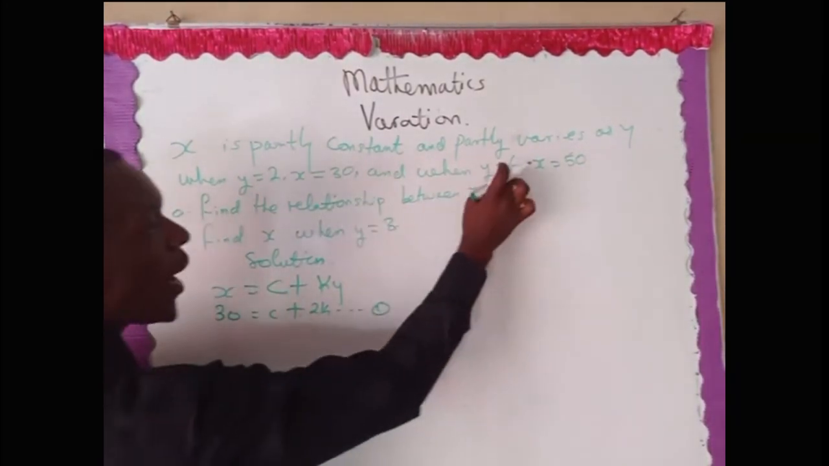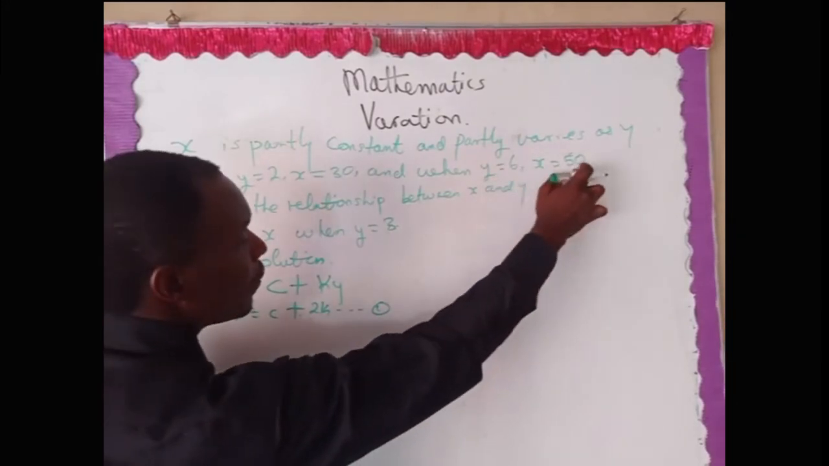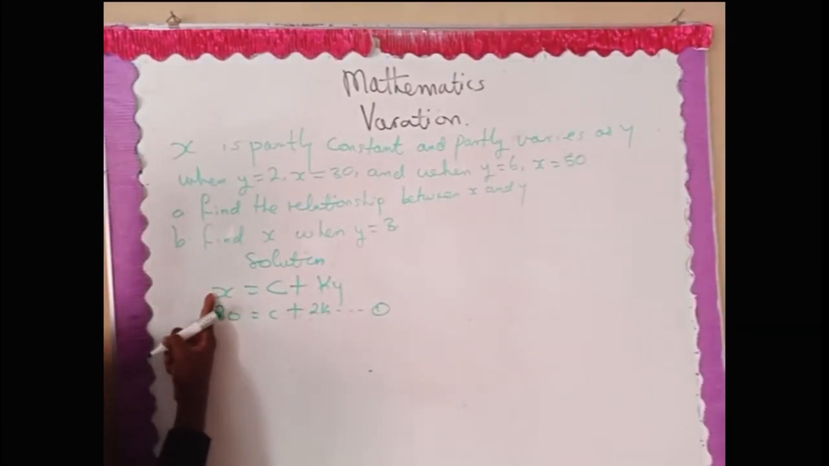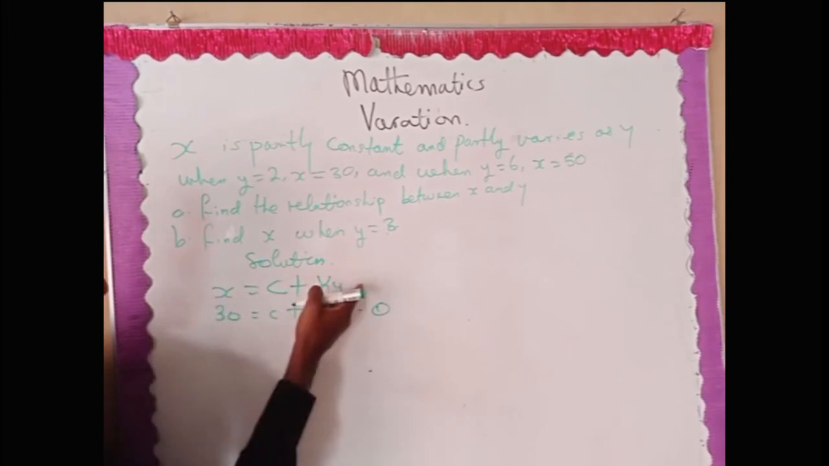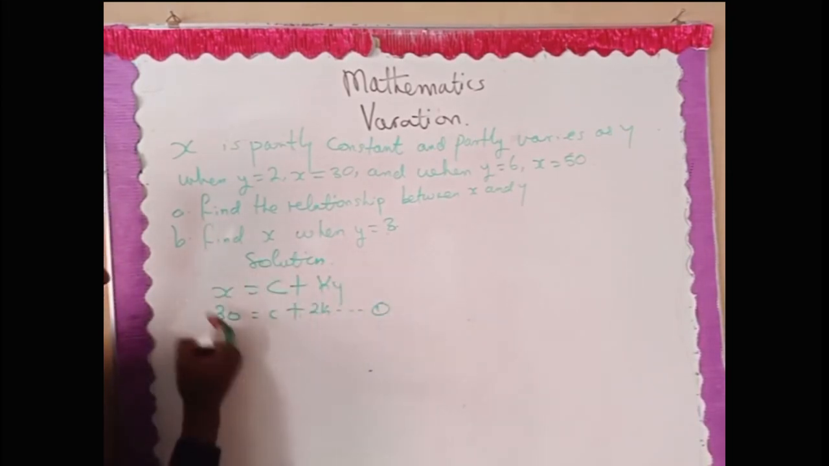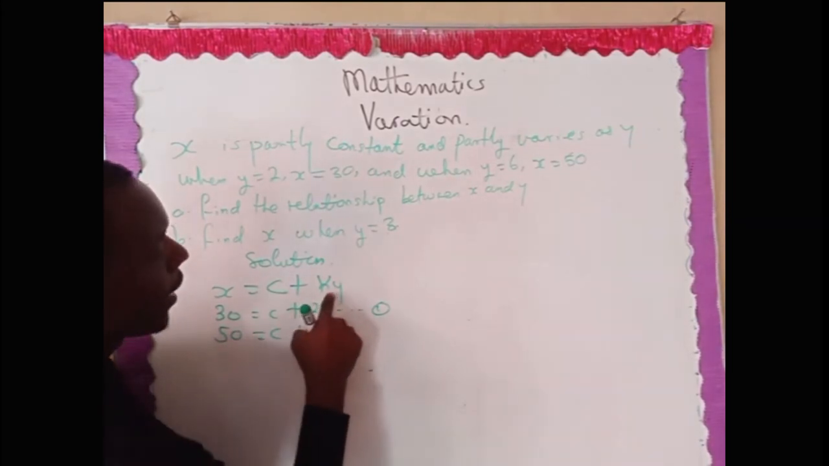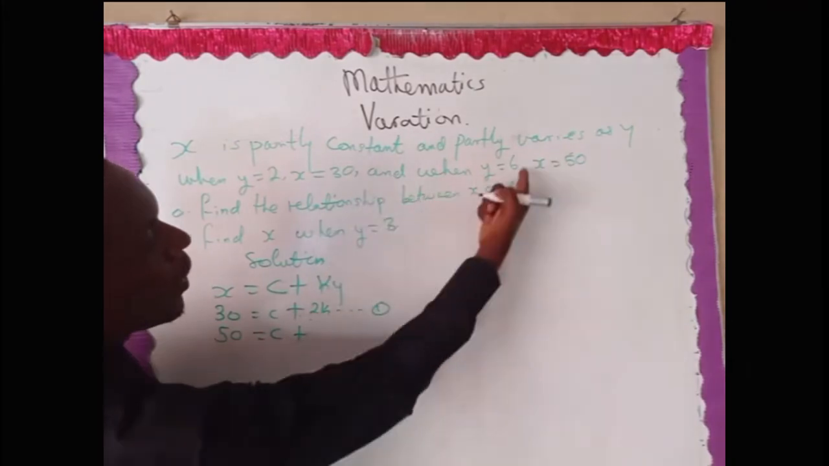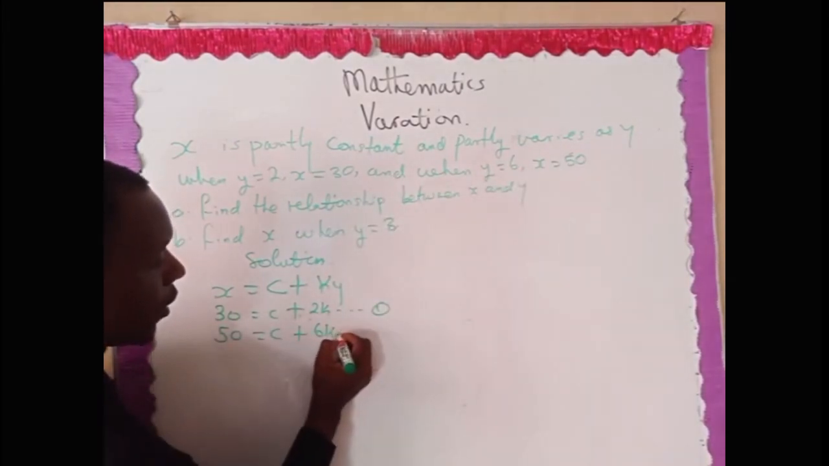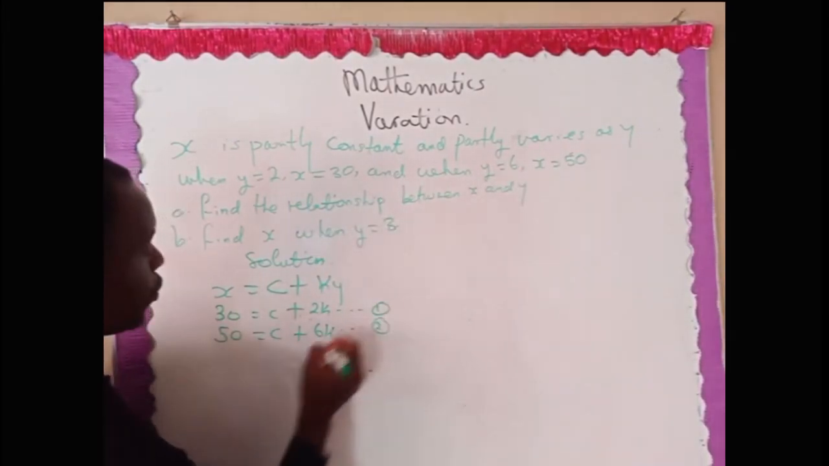Again, when Y equals 6, S is 50. Still coming back to the formula, I have to come here. That will be S, which is 50 for the second part, equals C plus KY. We have 6K. So this one will give us equation 2.